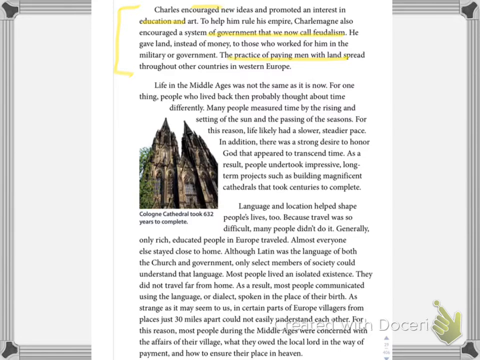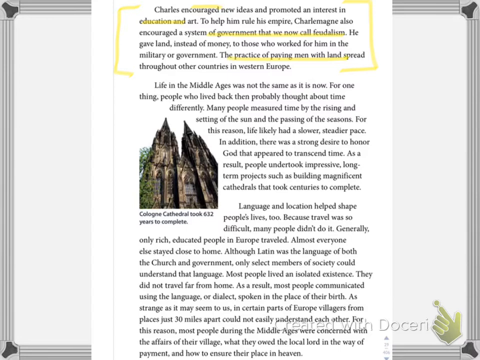So, did these ideas listed in this paragraph lead to the Middle Ages? Certainly. Charlemagne's ideas about education, art, a system of government, and paying people with land instead of money were major transforming factors in the years leading up to the Middle Ages. Next paragraph. Life in the Middle Ages was not the same as it is now. For one thing, people who lived back then probably thought about time differently. Many people measured time by the rising and the setting of the sun and the passing of the seasons. For this reason, life likely had a slower, steadier pace.